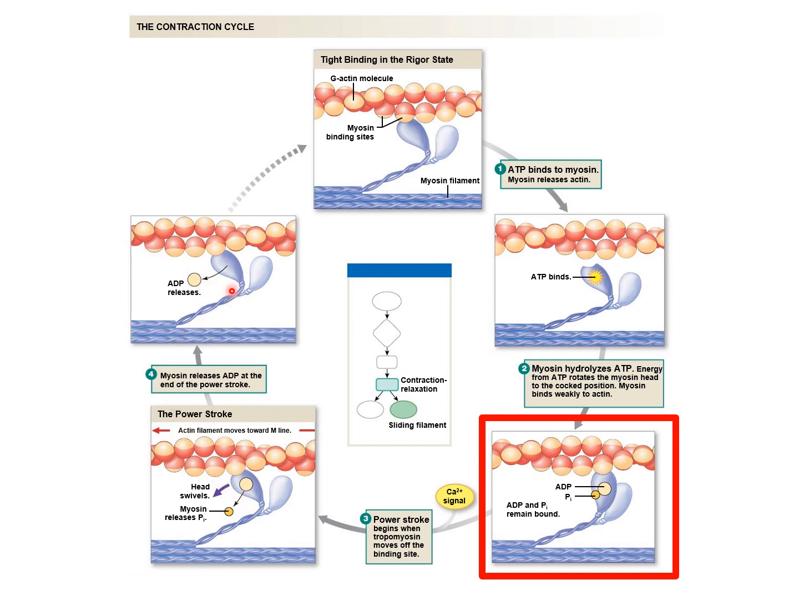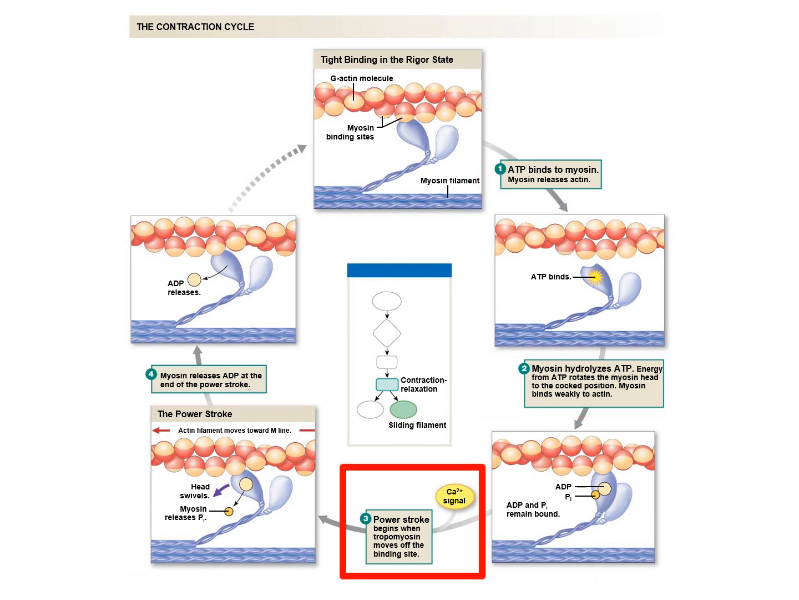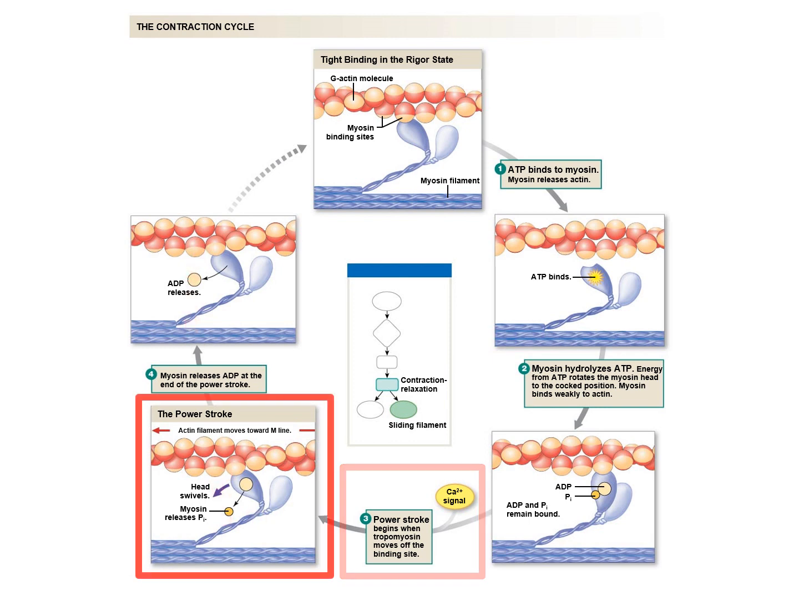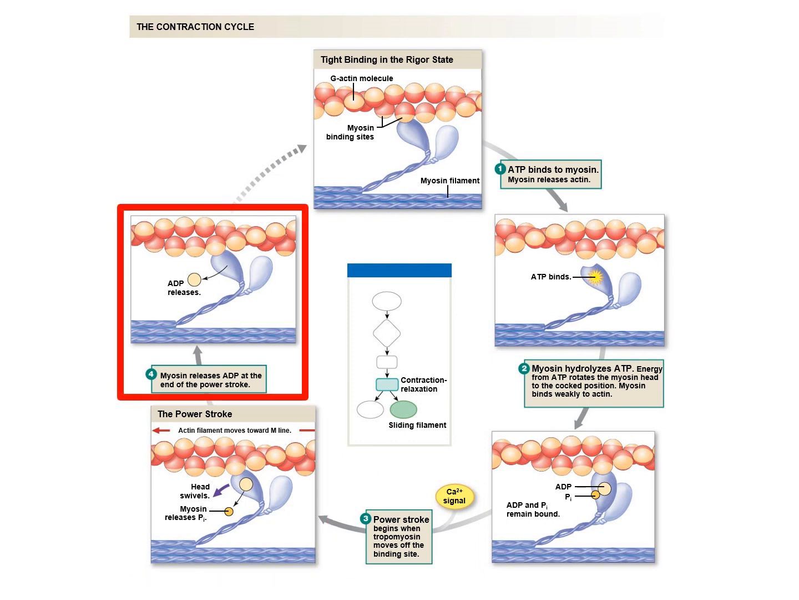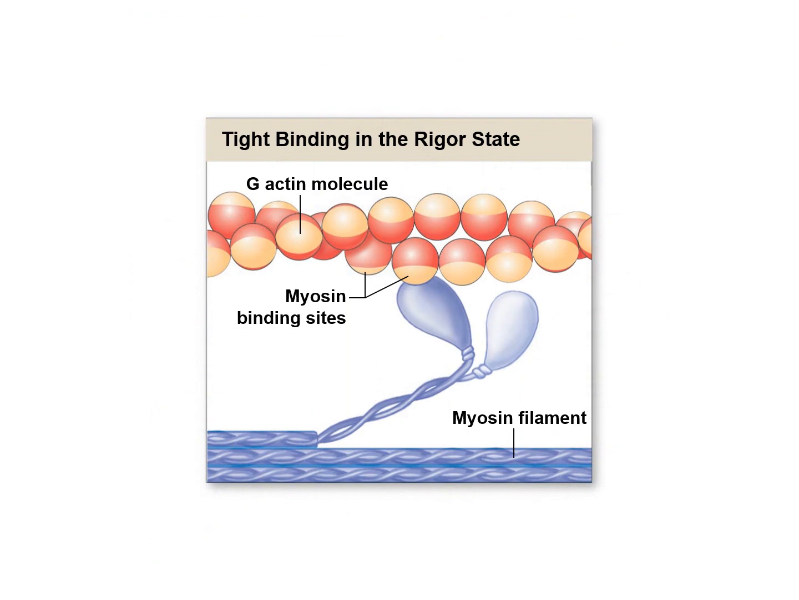And at the end of the flex, we lose the ADP as well. And that brings us to the rigor state. Okay? So we get the calcium, we get the tight binding, we get that power stroke, we get the flexing going on, we lose inorganic phosphate, we lose ADP, and we cycle up here to the state. So we are now in the rigor state at the top, at the 12 o'clock position in that figure.